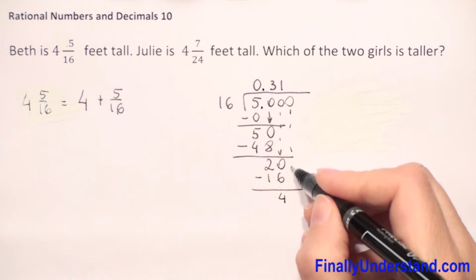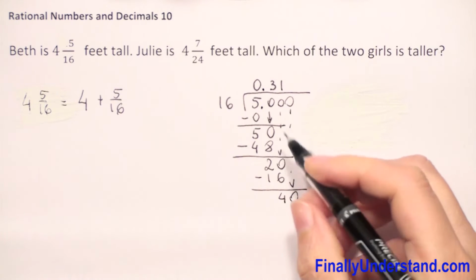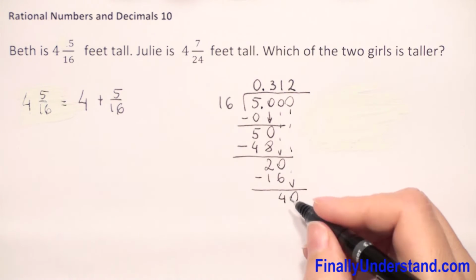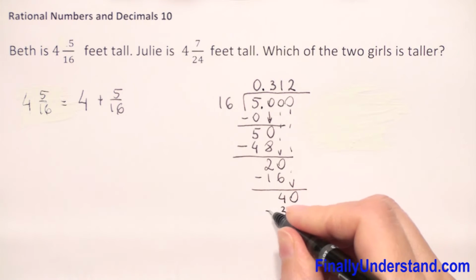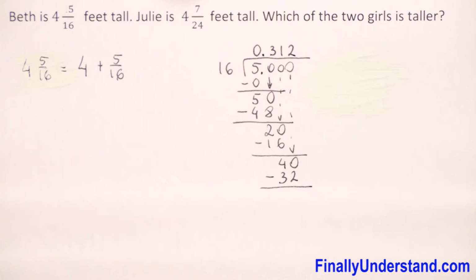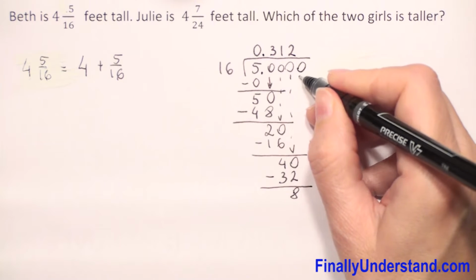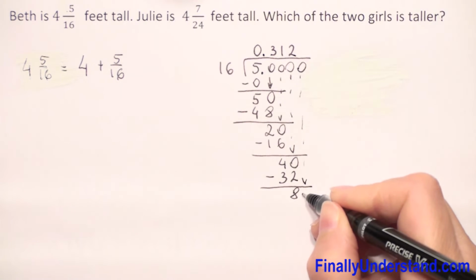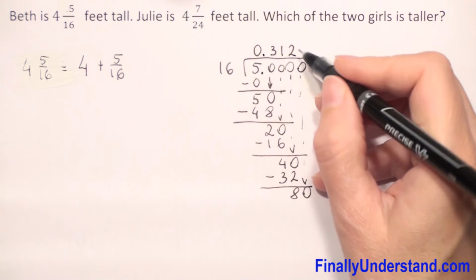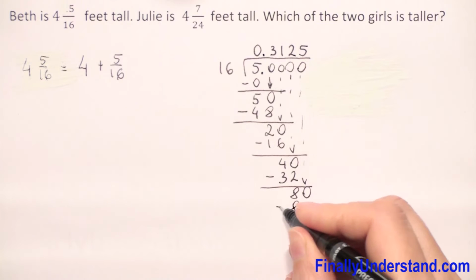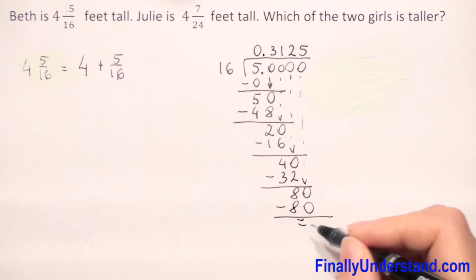We take down the next 0. 40 divided by 16 is 2. 2 times 16 is 32. Subtraction. And 40 minus 32 is 8. We will add one more 0, because now we have 80 divided by 16, which is 5. 5 times 16 is 80. We finish our long division.